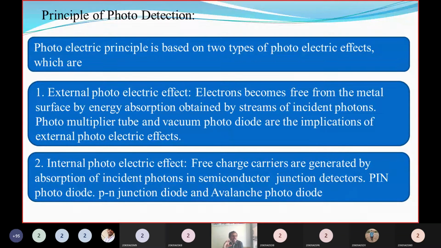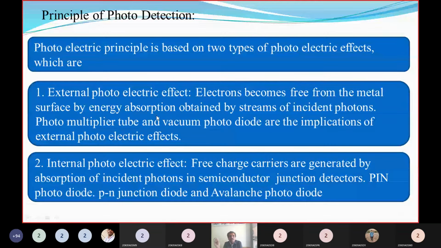Inside the material, that electron will move freely. That means free charge carriers will be developed and moved inside the material. This photoelectric effect we call the internal photoelectric effect. This is the difference between the external and internal photoelectric effects.